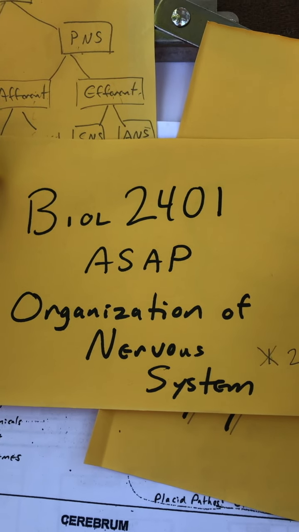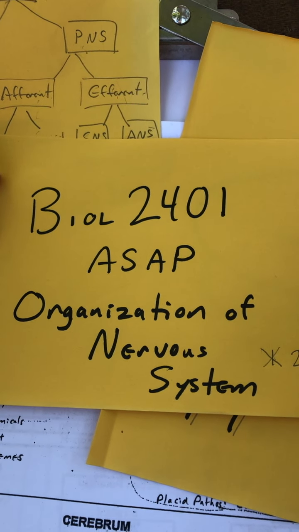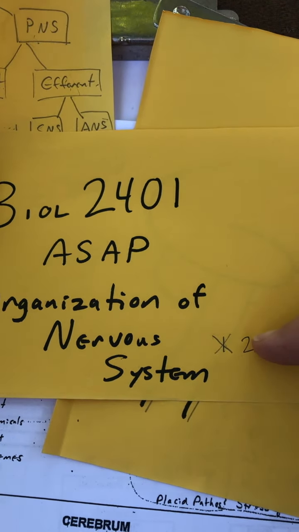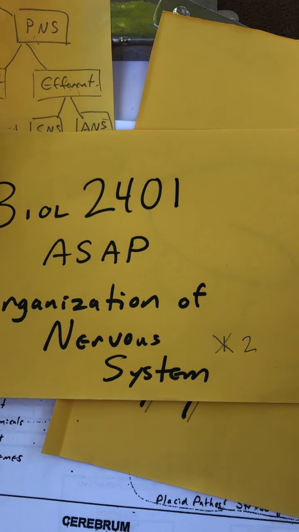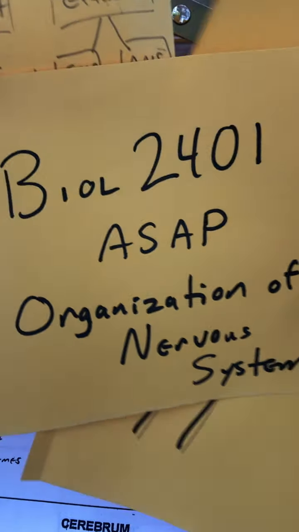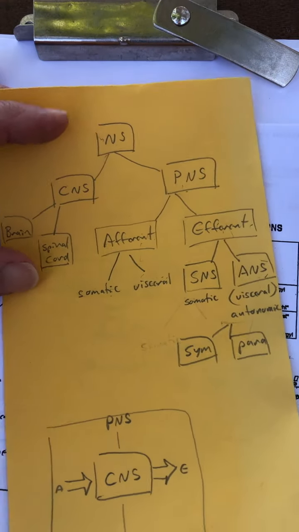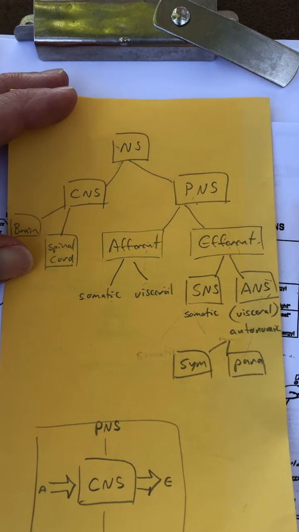Try this again. This is Biology 2401, Organization of the Nervous System, second little part right here. And what we're going to do is take the information that we had on the previous one and try to look at it yet another way.